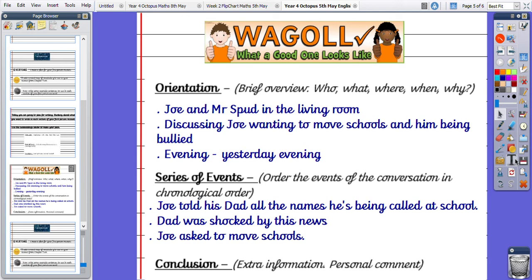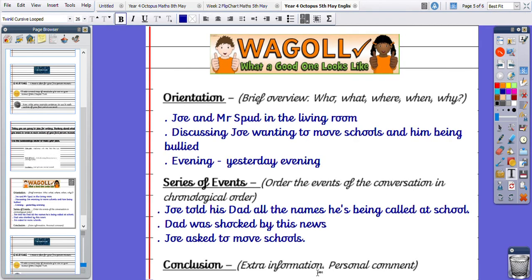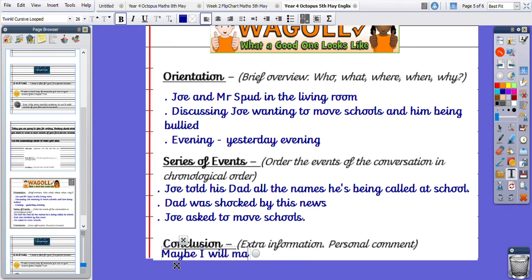And finally, your conclusion, your extra information. So that might be something about a hope for the future, perhaps, or again, more emotions about how Joe is feeling. So he knows by the end of it that he's going to go to the local comprehensive school. So he might be excited about making a new friend. So maybe I will make a new friend. We could even change that into a rhetorical question and use a question mark, achieving one of our Year 4 standards.